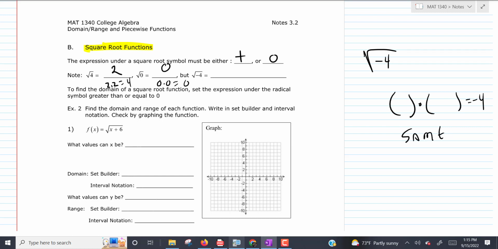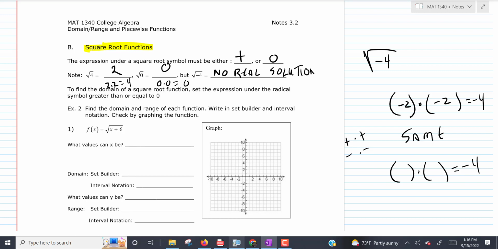We could try something. We could try -2 times -2. Is -2 times -2 equal to -4? No. In fact, you can never multiply the same two numbers and get a negative number. It's impossible. Because a positive times a positive gives a positive, and a negative times a negative also gives a positive. So you can't multiply the same number by itself and get a negative. So the square root of -4, we're going to say, has no real solution.